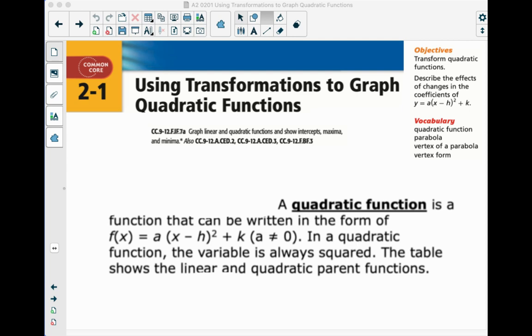Hi, what's up, guys? We're going to start chapter 2 today, using transformations to graph quadratic functions.